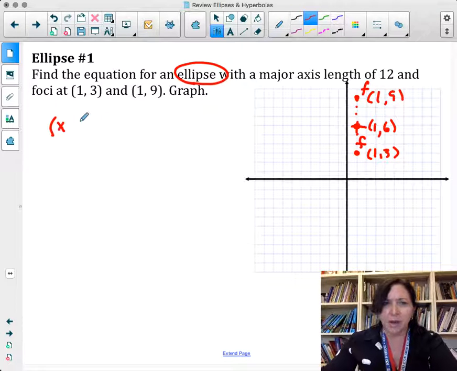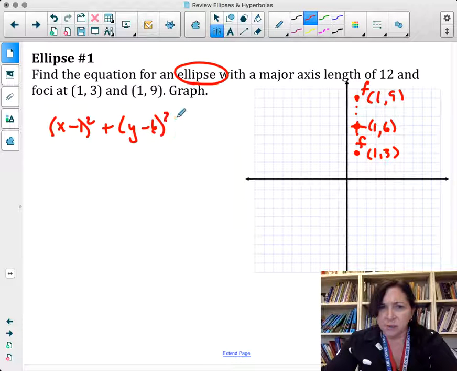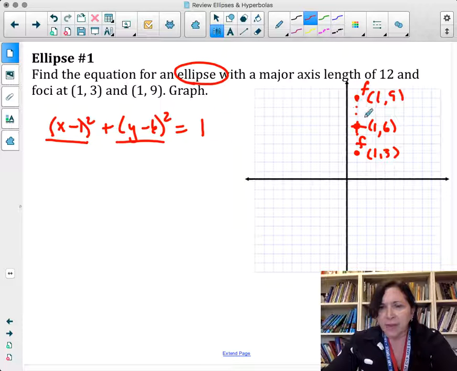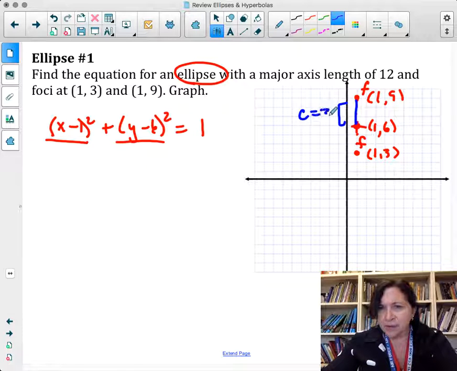So we would start off with (x minus 1) squared plus (y minus 6) squared equal to 1. And don't forget, to put it in standard form, you have values underneath both x and y. What I do know is that my c value is 3. This value right here is my c value, and that makes 3.